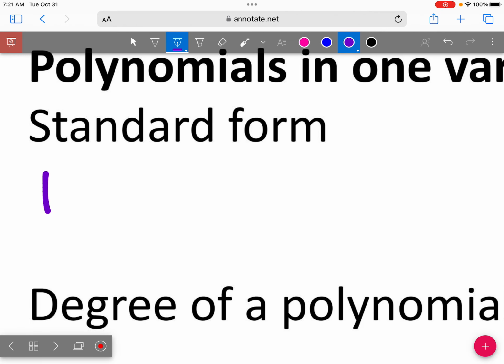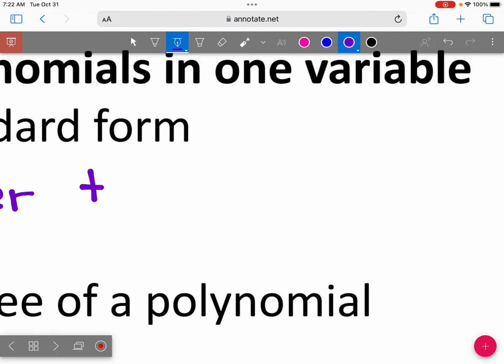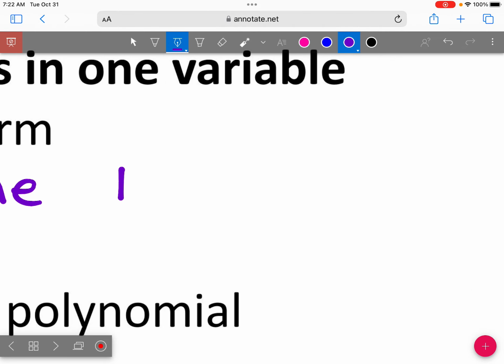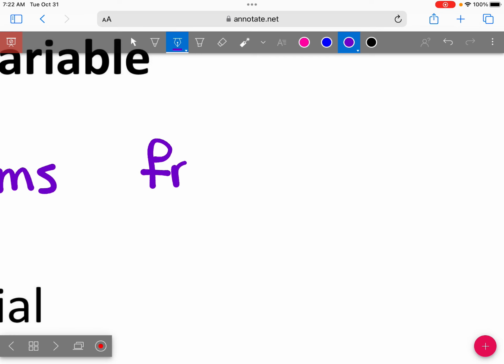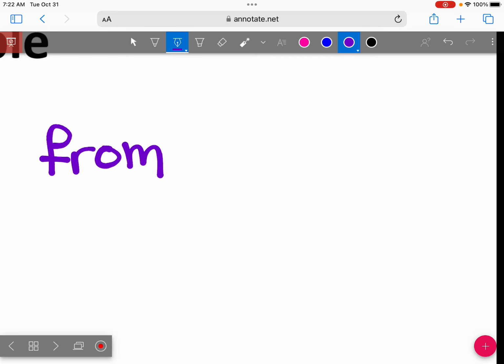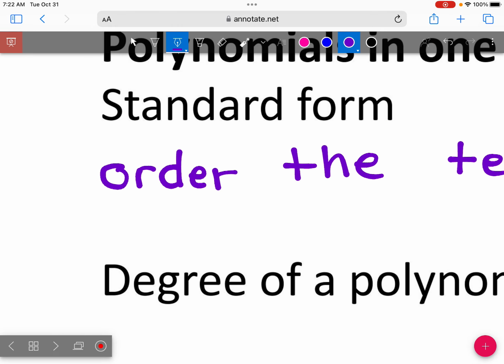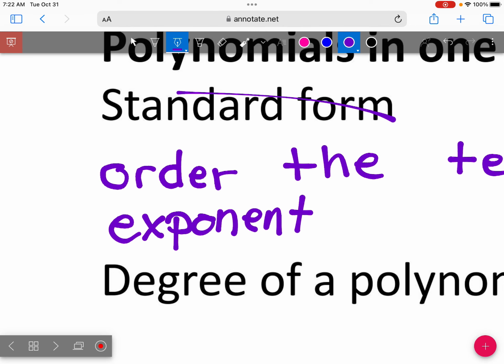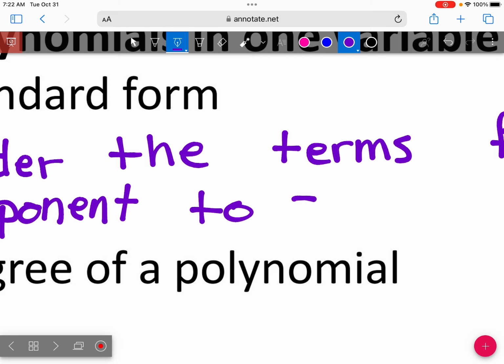is we are going to, I'm going to change that word. We're going to order the terms from biggest exponent to smallest. So it's all about the order of the exponents.